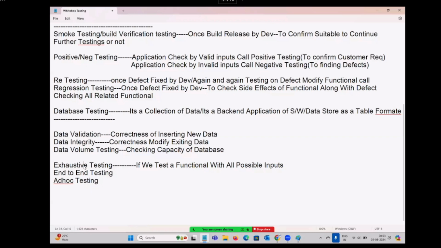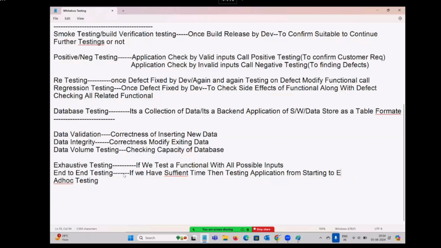Once again, everyone, whenever we have sufficient time, testing the application from starting to ending is called end to end. Whenever we don't have sufficient time, testing only main modules is called ad hoc. Let me write it, everyone. If we have sufficient time, then testing the application from starting to ending. Got it?